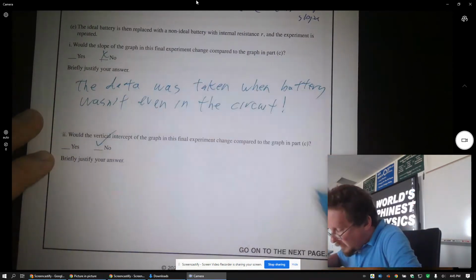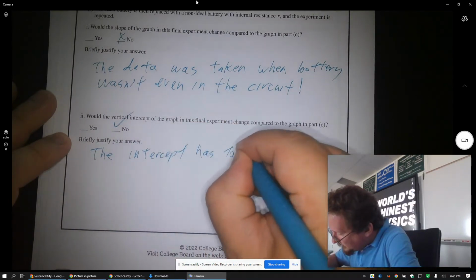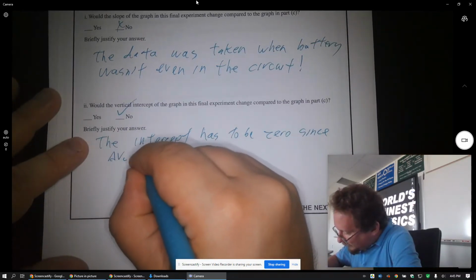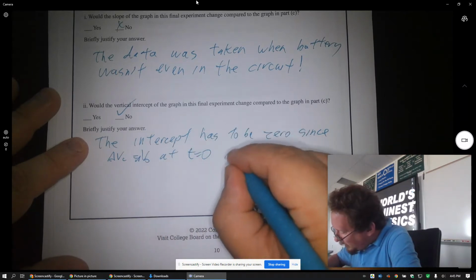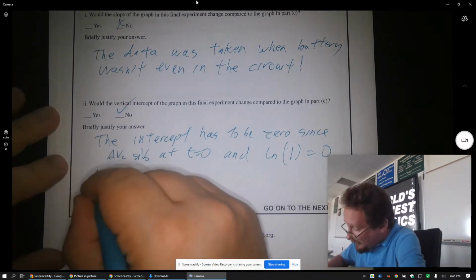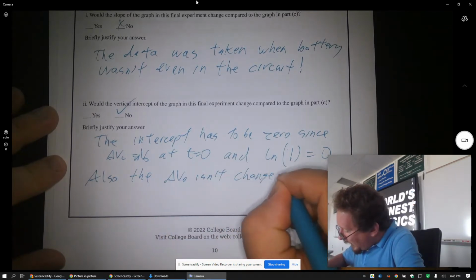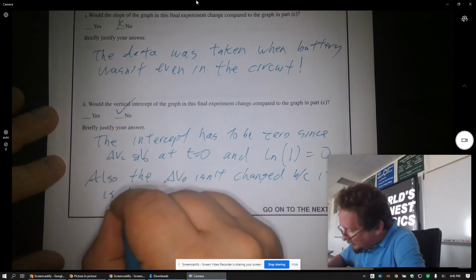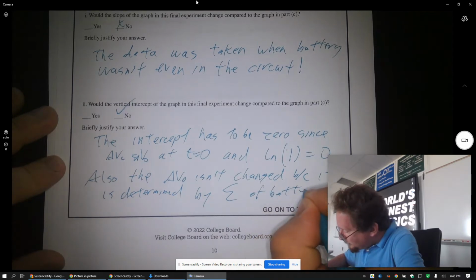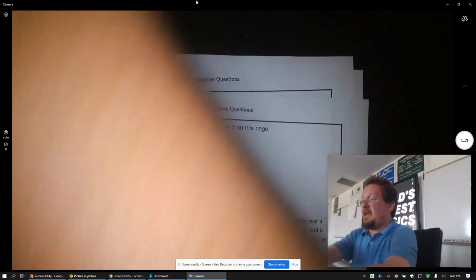Would the vertical intercept change? No, because the intercept has to be 0 since delta VC equals delta V naught at time equals 0, and the natural log of 1 is 0. Also, I'll even say that delta V naught isn't changed. Why? Because it is determined by the EMF of the battery, not the internal resistance.